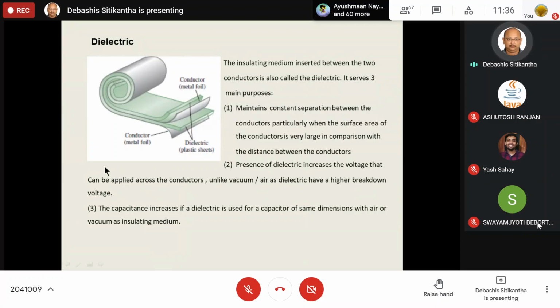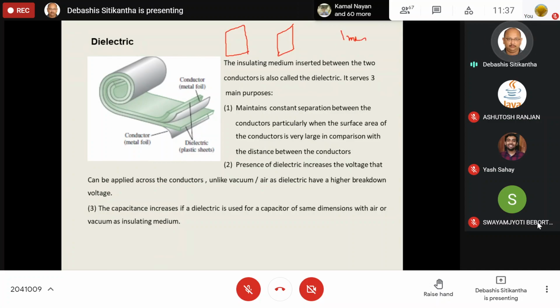What does this mean? Suppose I am having two A4 size papers, which means I am having two conductors of the size of A4 size paper. So here are the two conductors. Now I want to make a capacitor with an air gap of 1 mm, with a gap of 1 mm.